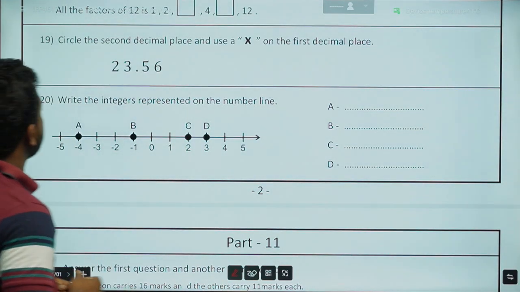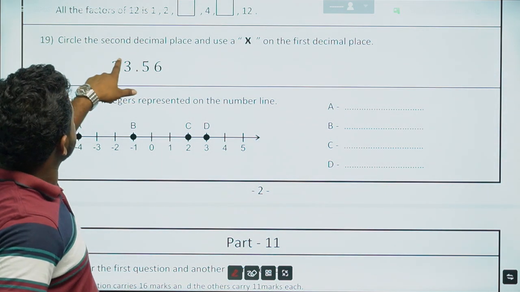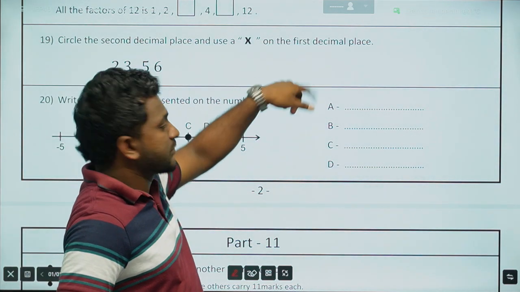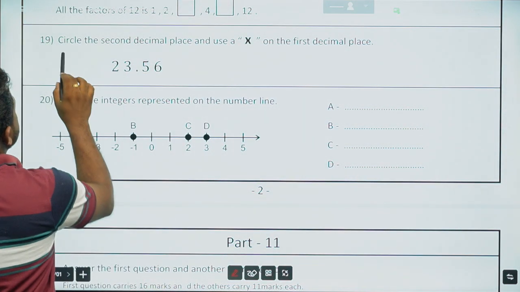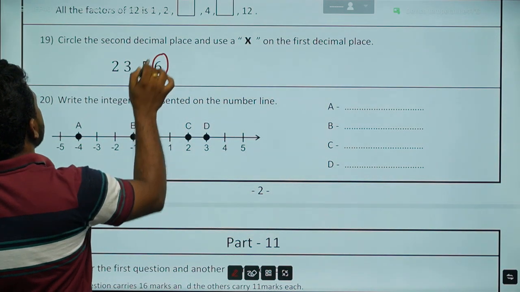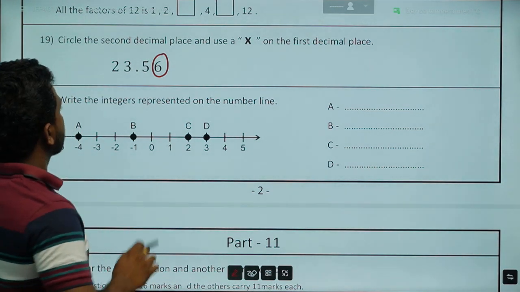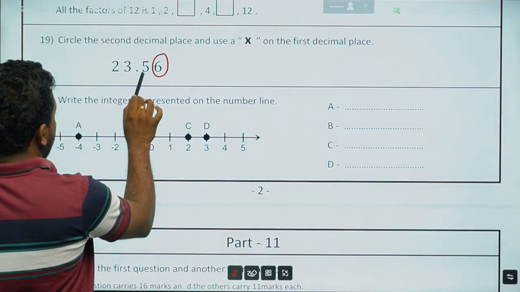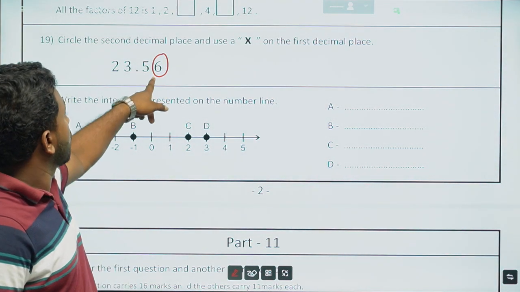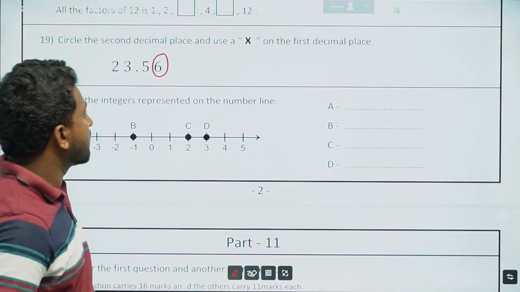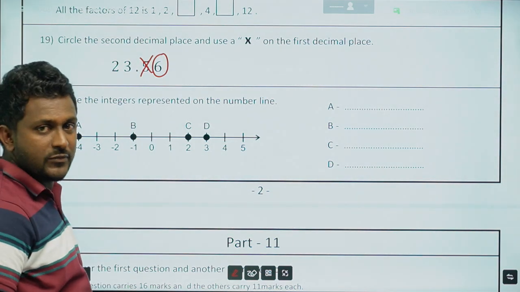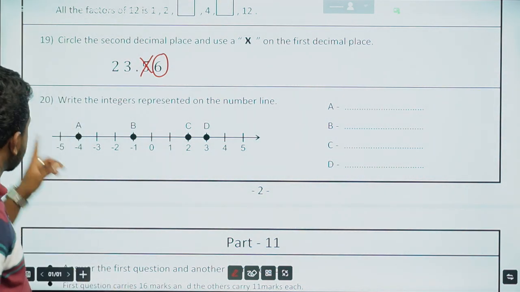Look at the question number 19. Circle the second decimal place and use an x on the first decimal place. So circle on the second decimal place. We have to draw a circle on the second decimal place. That's the decimal point. So 5 is in the first decimal place and 6 in the second decimal place. So we have to mark the first decimal place like that. Right? Got it? Okay. Look at question number 20.